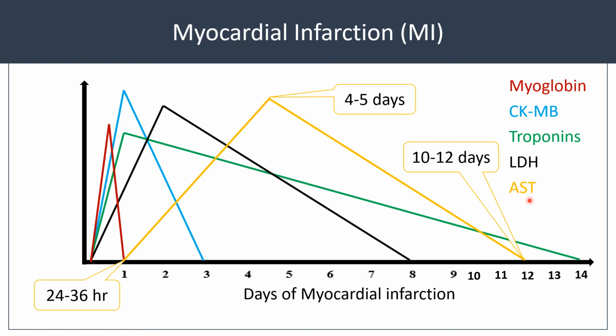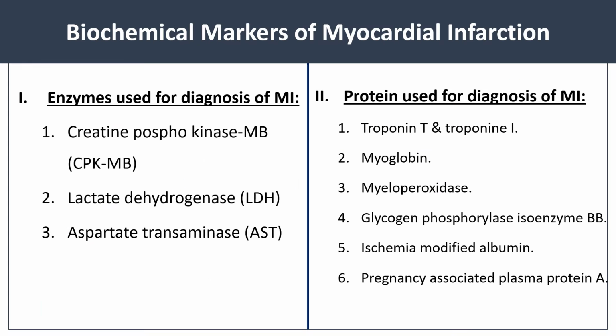So these are the markers for which you have to remember the time at which it will start appearing in the blood, when it will reach the peak, and when it will become normal. Okay, so you have to draw this graph, labeling the timing for each of these markers. You have to draw with different colors, mention which is which marker, and mention the timing at which it will start appearing in the blood, when it will reach the peak, and when it will become normal. So to summarize, we have 3 enzymes and 6 proteins which are used as markers for diagnosis of myocardial infarction.